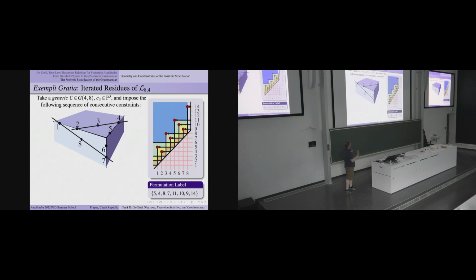Okay, so you've looked at one example. You now understand completely that all of the residues of this Grassmannian differential volume form are labeled by permutations. Let's hope they're the same permutations.